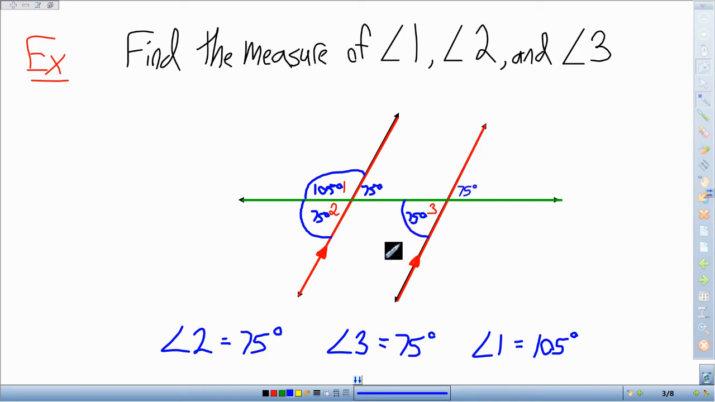Here's what else I know. These are same side interiors. I know that means they add to 180. If this is 75, this is 105. If this is 105, this is 105. Those are vertical angles. If that's 105, this is 105. So I could find all of these missing angles extremely quickly if I wanted to, but we are just doing the ones they ask for in the directions.